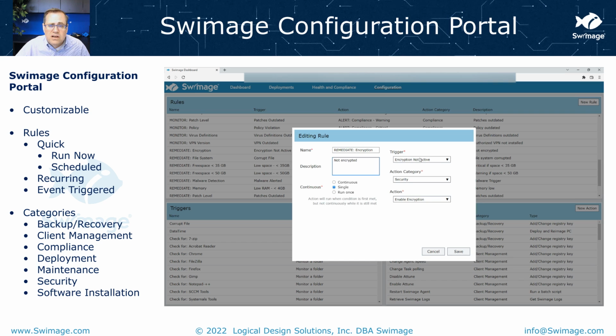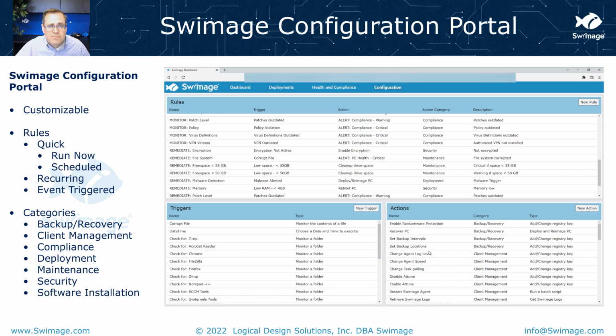It's going to run the trigger, which is going to have the action of enable encryption. So as soon as it detects this machine's not encrypted, it immediately enables encryption on it. And within seconds, it's going to start the activity of enabling that encryption. So that's kind of the way the rules and configuration are set up on there.